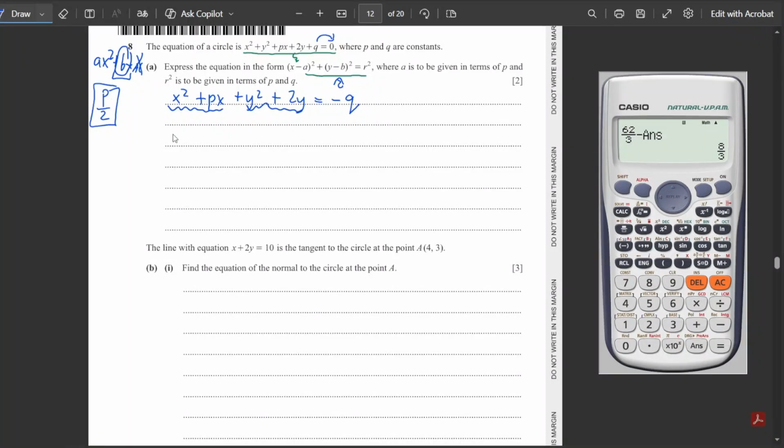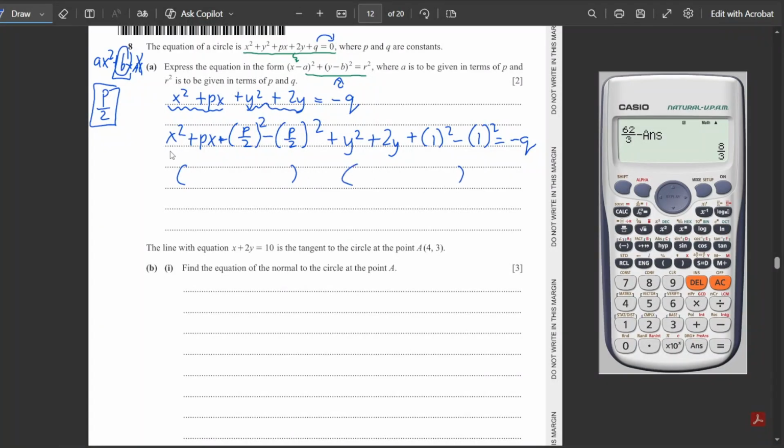Now this p by 2 is really important because you are going to add the square of p by 2, and you are going to subtract the square of p by 2. Okay, and then you are going to do the same thing with y. So it's going to be plus y squared plus 2y. You divide 2 by 2, you're going to get 1. That means you're going to add 1 squared and you're going to subtract 1 squared. And so this is going to be equal to negative q. Okay, now you're going to make 2 brackets over here like this, and you're going to make 2 brackets over here like this.